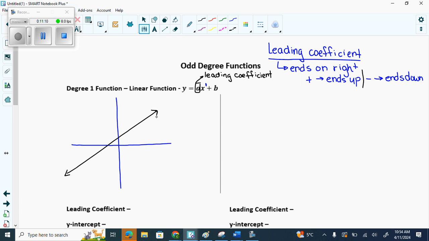I told you that the leading coefficient tells you how it ends on the right. If it's positive, it ends up. If it's negative, it ends down. So let's look at how this one ends on the right. Is it ending up or down? Up. So I know I have a positive leading coefficient.